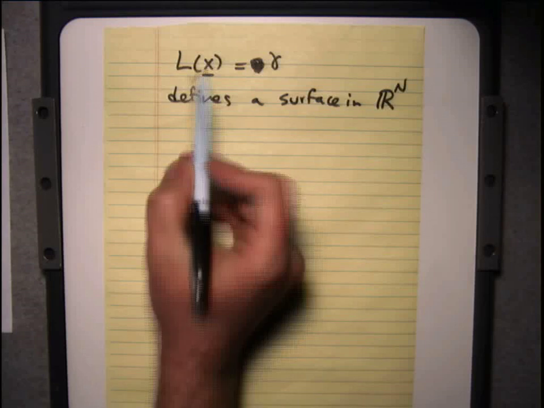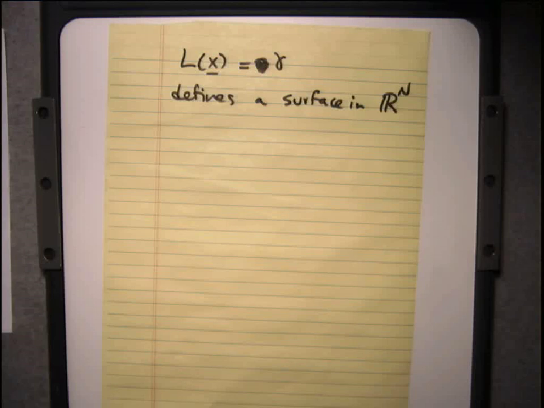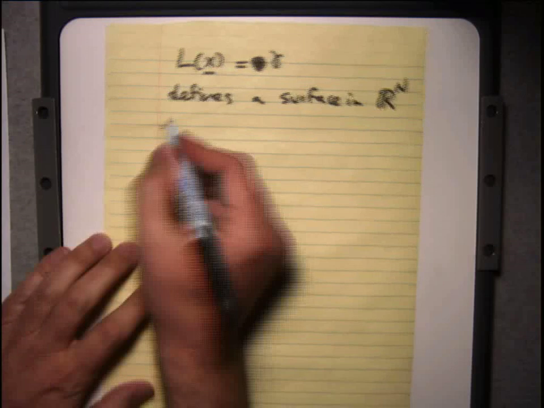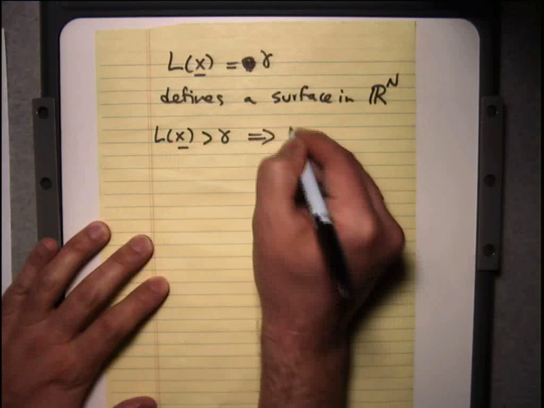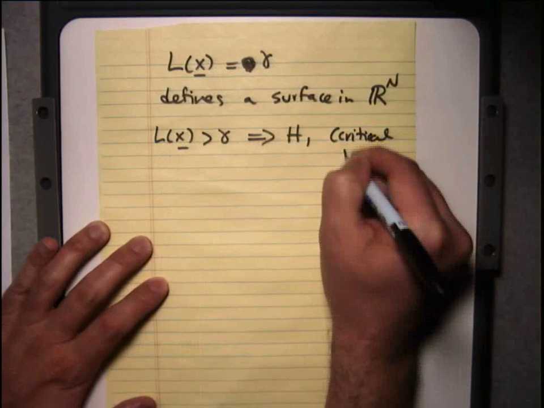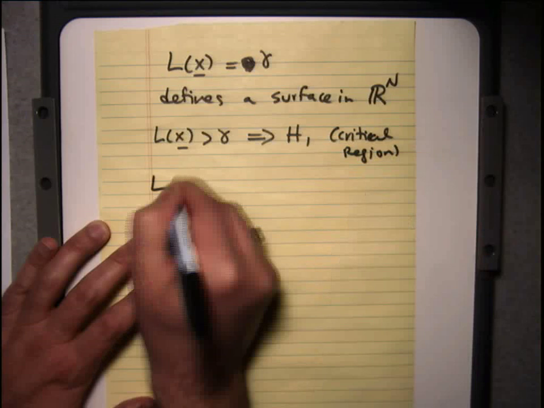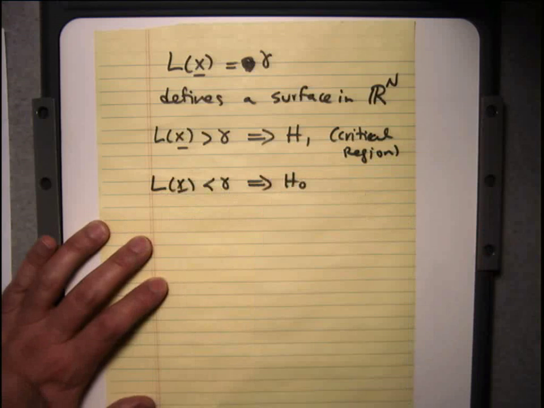So, you compute this function, and you look at this equation. This equation breaks the space into two pieces. Now, if you draw a data point, and you look at which piece of the space that data point falls into, that tells you which hypothesis you should pick. That's the idea. So, L of x bigger than gamma corresponds to H1. This is what we call the critical region. And L of x less than gamma corresponds to H0.